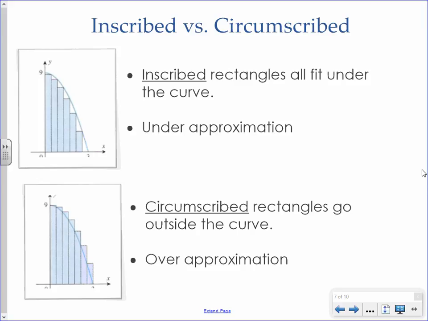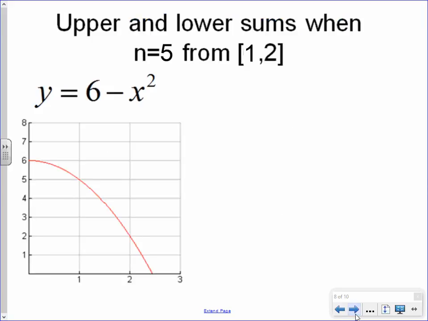We've already kind of decided that midpoint may be a better approximation. It's more of a pain to find though, right? The numbers aren't as pretty. But as far as left and right are concerned, we know for sure one is over and one is under. So let's take the case of y equals 6 minus x squared. We're going to go from 1 to 2 with 5 rectangles.